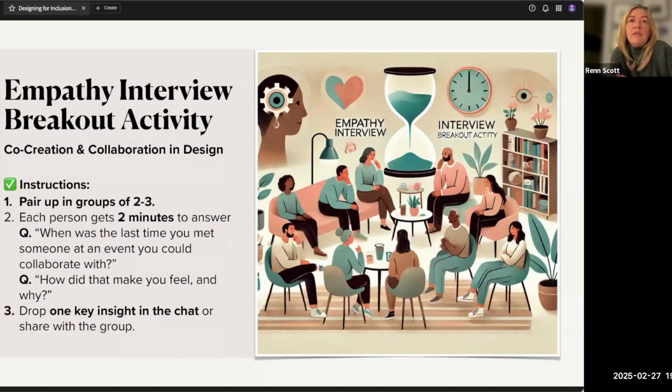Anyone like to talk about when was the last time you met someone at an event that you could collaborate with, and how did that make you feel and why? Like a complete stranger, and I can't remember a time, Renn, but maybe someone like that I know. Yeah, we have to get you out more then. I know. Did you meet some complete strangers today? Yes, in the group. See, there we go. Success right there. That's right.